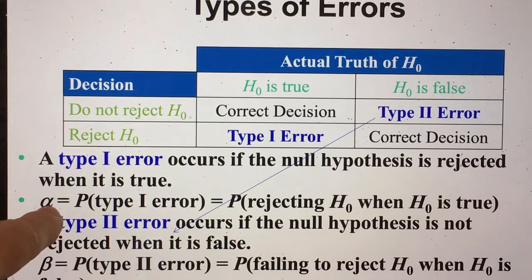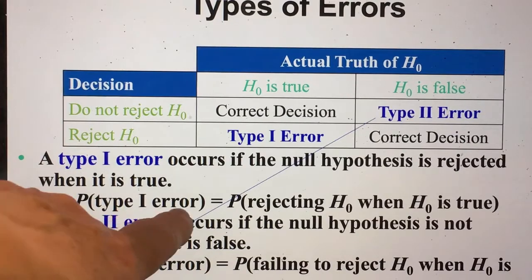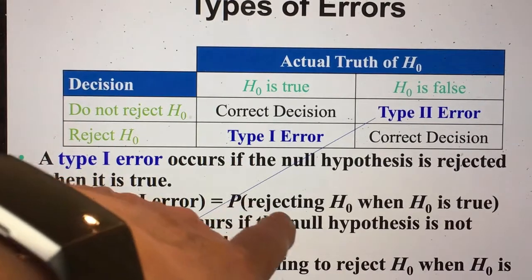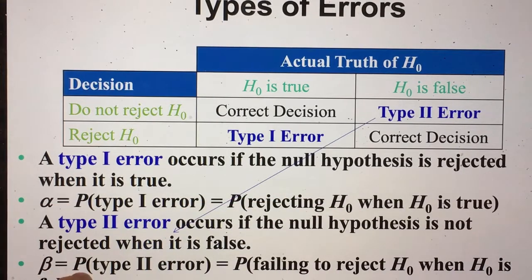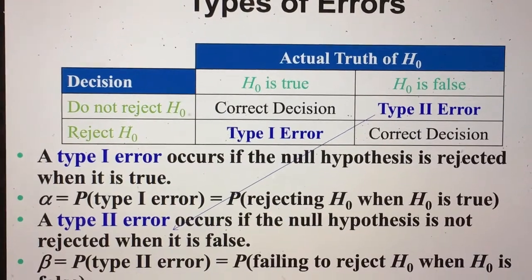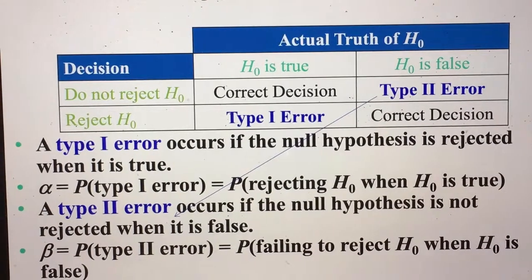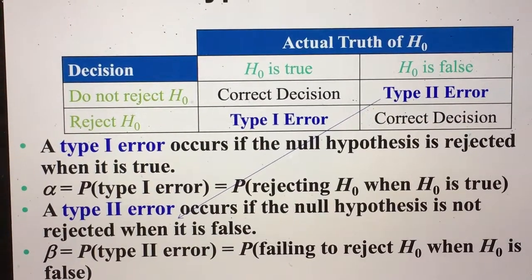So we call alpha the probability of a type 1 error, the probability of rejecting H sub O when H sub O is true, and beta is the probability of a type 2 error, the probability of failing to reject H sub O when it is false.